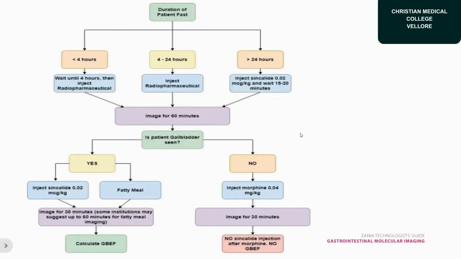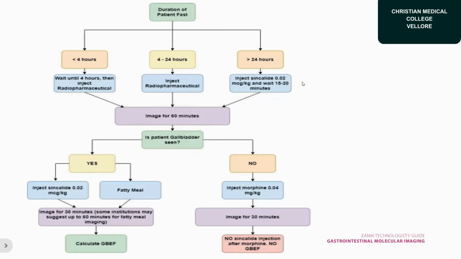So this is what EANM suggests. First you look at the duration of fasting. If it's less than 4 hours, you wait for 4 hours and then proceed. If it's 4 to 24 hours, which is the ideal they recommend, we proceed by injecting the radiopharmaceutical. If it is more than a 24-hour period of fasting, we would inject sincalide and wait for about 20 minutes and then inject the radiopharmaceutical.